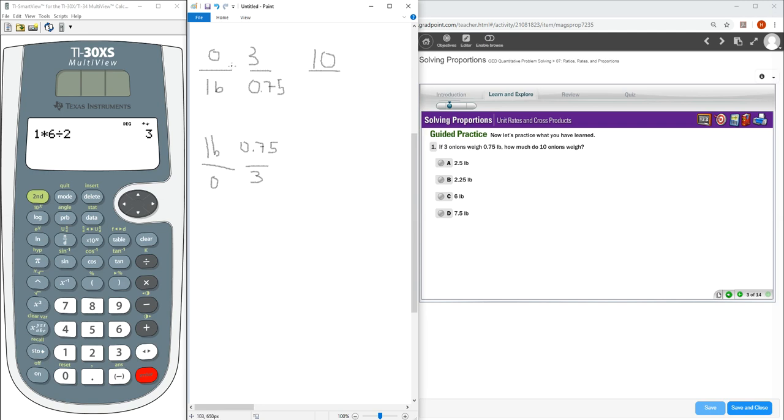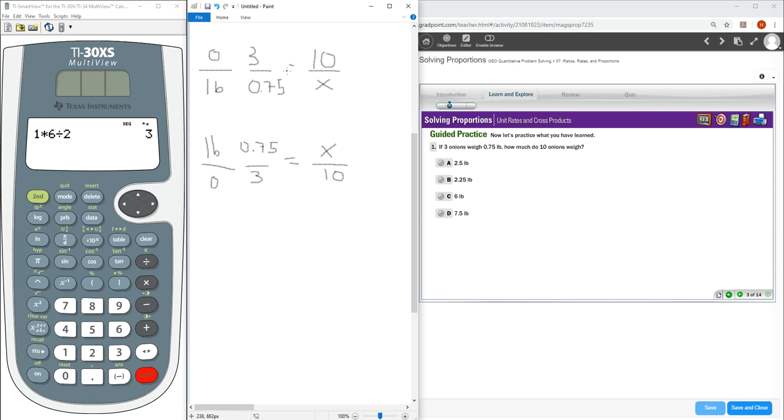Okay, so on our O line, we put 10 for 10 onions. On our pounds line, how much is X? We don't know how much they weigh. Okay, same thing down here. On our pounds line, we don't know how much 10 onions weigh. Okay, now, these are going to be equivalent or equal to each other.